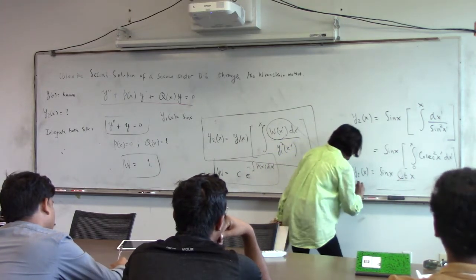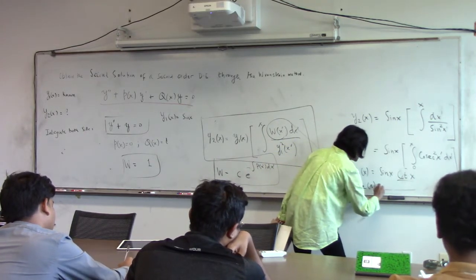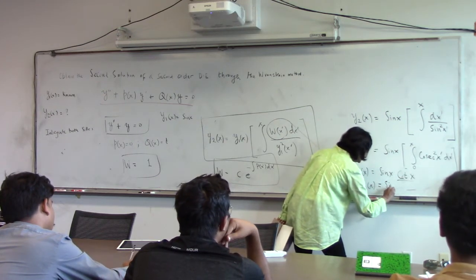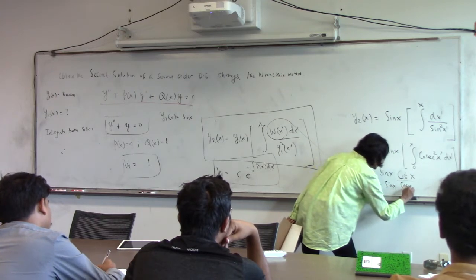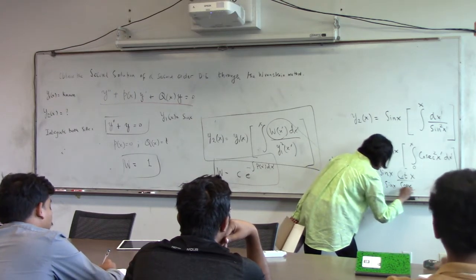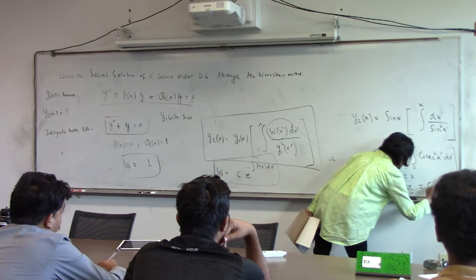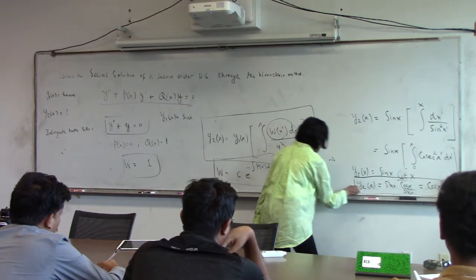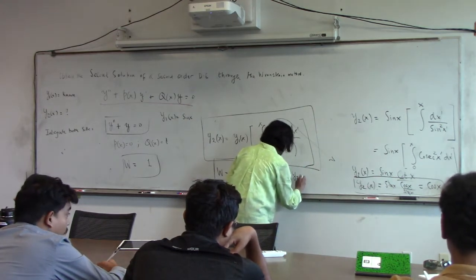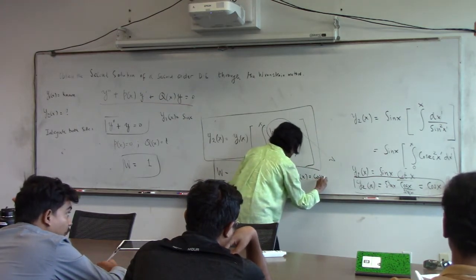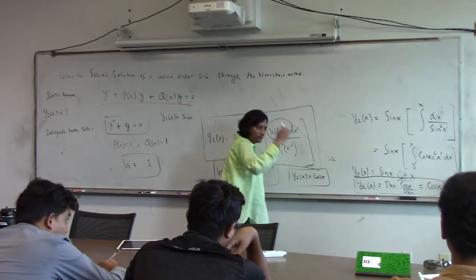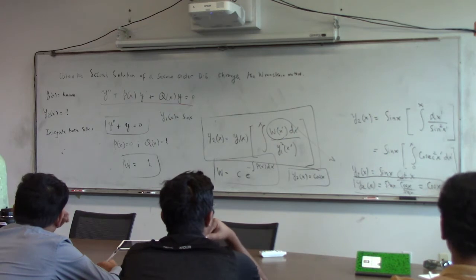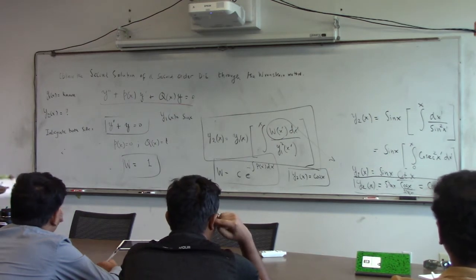So y2 of x is nothing but sine times cosine over sine, which is equal to cosine x. Which we had proved last time through the ordinary power series method. We got both solutions through that method, and now we are trying to get it by a different method.